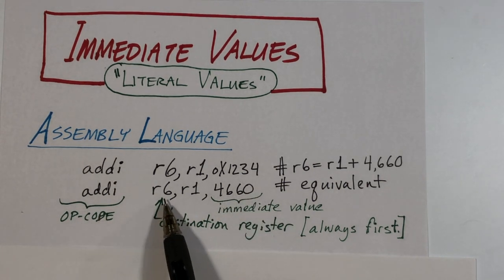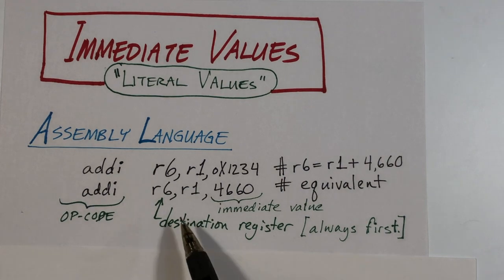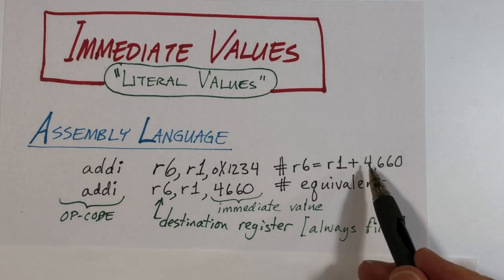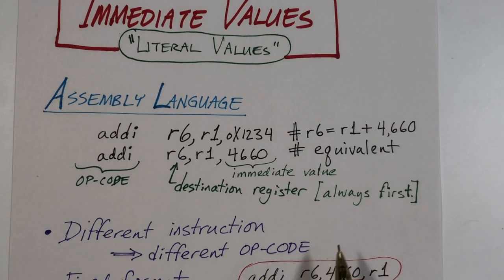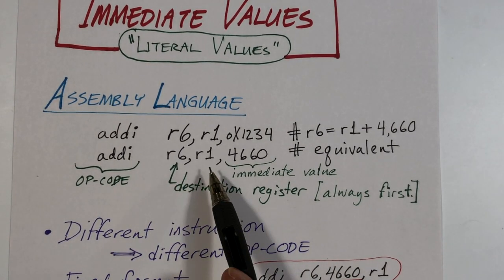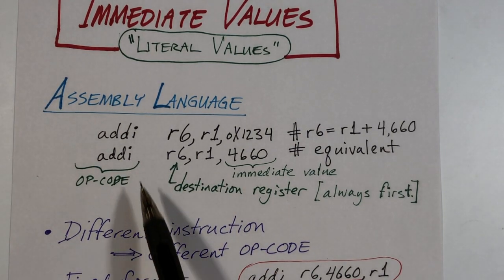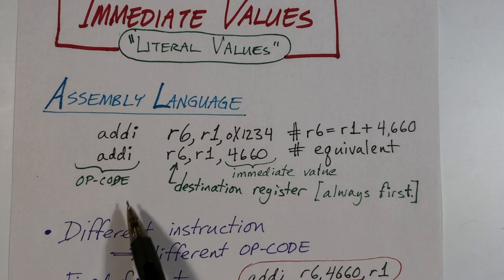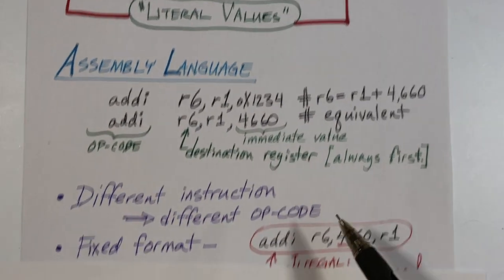The destination register for all instructions is always on the left. It's sort of like it is in any assignment statement. The assignment goes to the left. So note that these are both doing addition, both doing 64-bit addition, but they have different opcodes. So they are different instructions. Each instruction has a unique opcode.